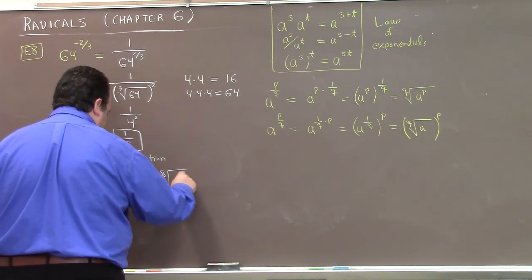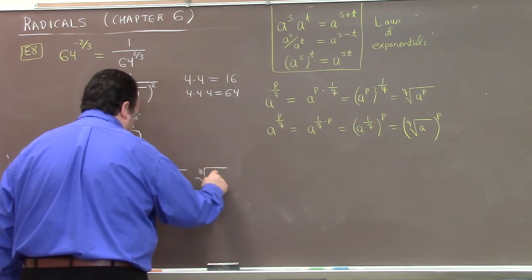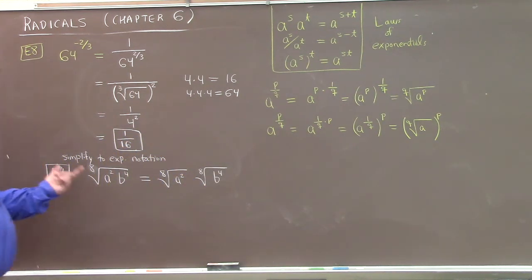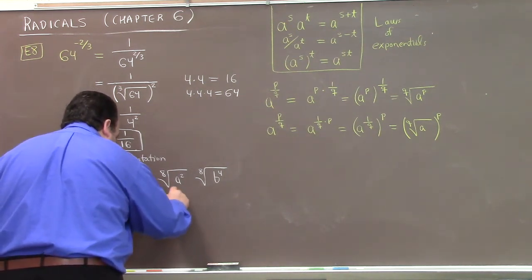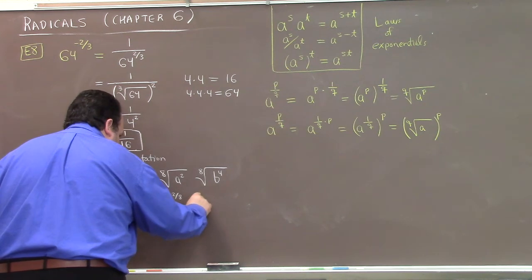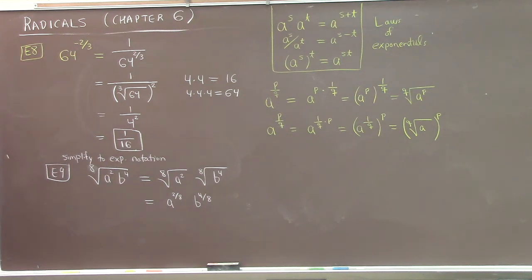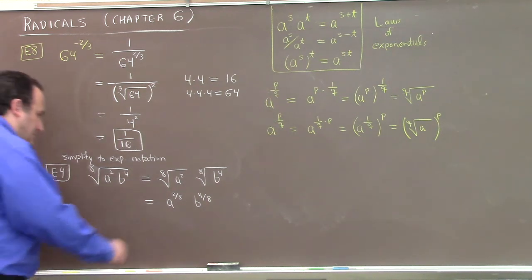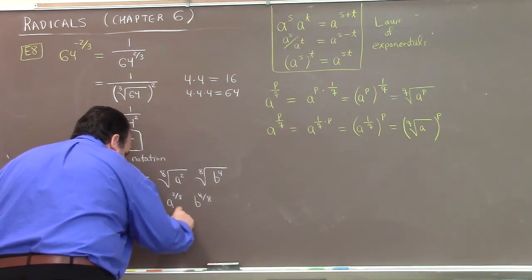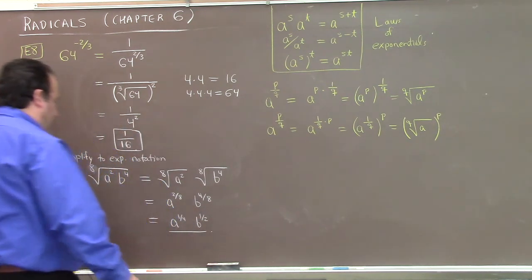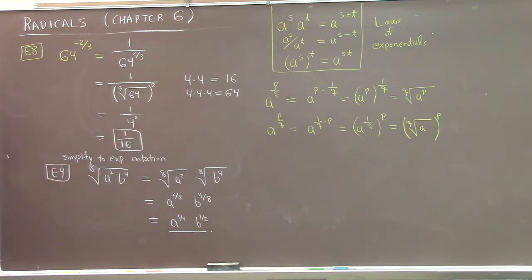This is the 8th root of a squared times the 8th root of b to the 4th, yeah? And then, what is that? That's a to the 2/8 and b to the 4/8. And so we can simplify those fractions, right? That's a to the 1/4 power and b to the 1/2 power. Again, assuming that a and b are positive here, right? And so that was the simplification into exponential notation.